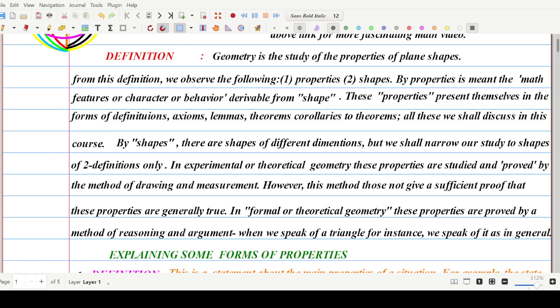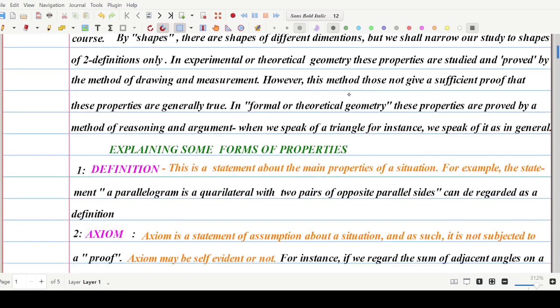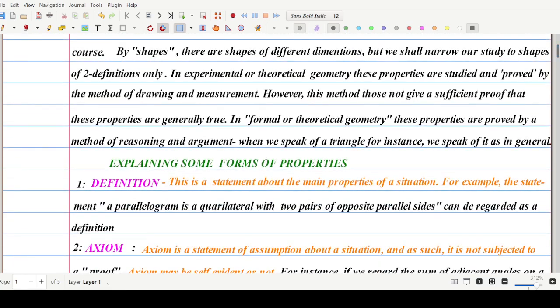Now, when we speak of a triangle, for instance, we speak of it in general, that is, when the triangles are considered infinitely many. So we want to establish that the claim that the sum of the interior angles in a triangle is 180 is generally true, that this is true for all triangles, which the method of measurement and drawing cannot establish. That is, empirical geometry cannot establish that. It is only formal geometry that will do that.